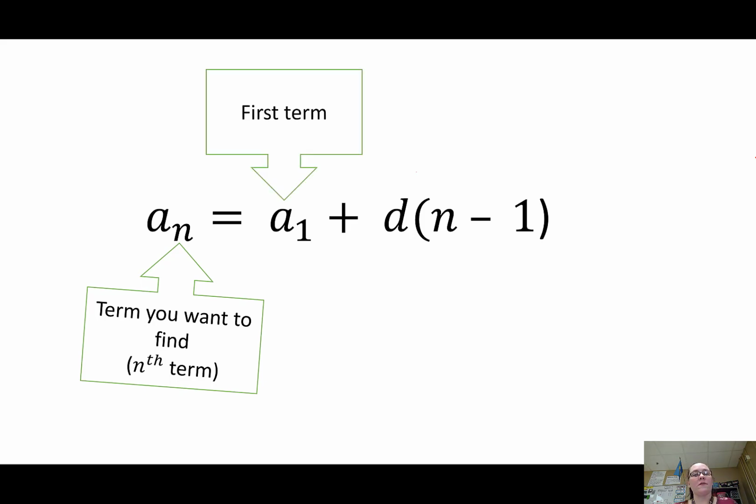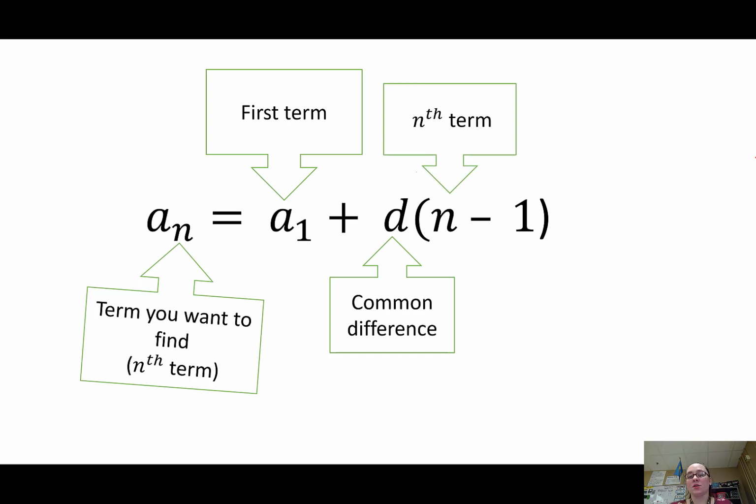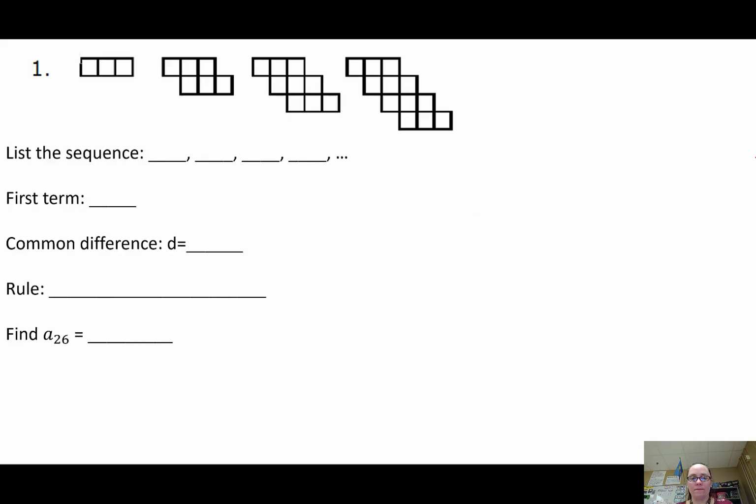a sub 1 is my first term. d is my common difference, what I'm adding or subtracting by. And n is the nth term. Again, the term I want to find. Okay, so let's take a look at this using this rule.